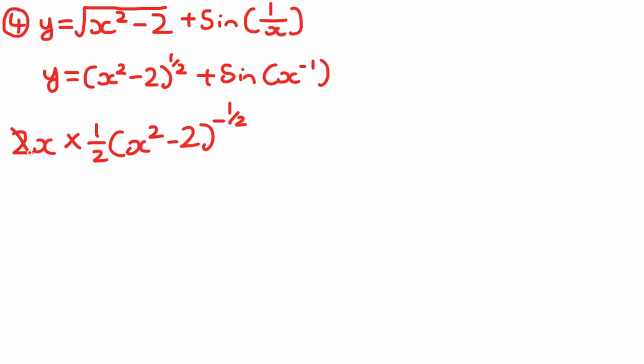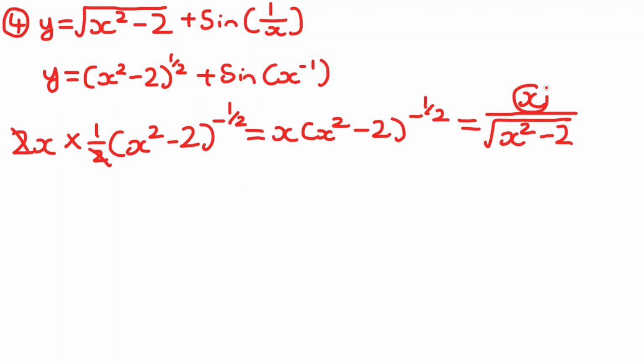And we can simplify this because this 2 is going to multiply this 2 denominator here to cancel it out, so we're just left with x and then x squared minus 2 to the power of minus a half, and then we write this back in the square root format. This x is going to be in the numerator, and then this x squared minus 2 is going to be in the denominator because we have this minus power here, and it's going to be square rooted because of the power of a half here as well. So this is this term differentiated here.